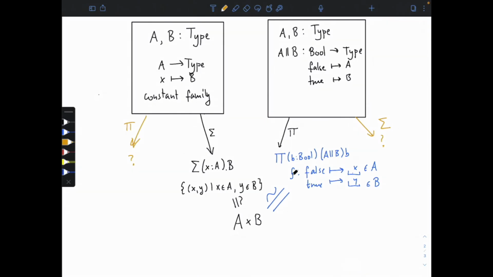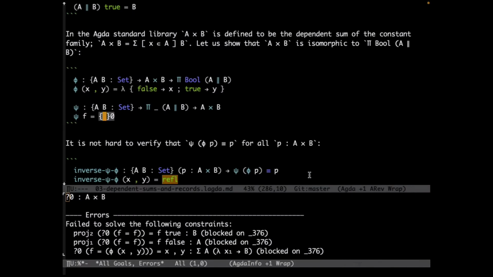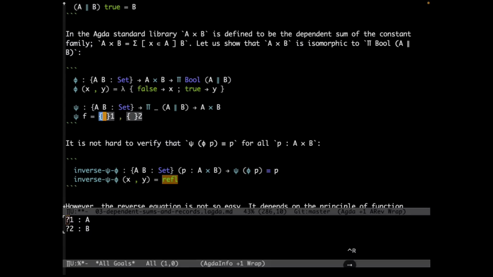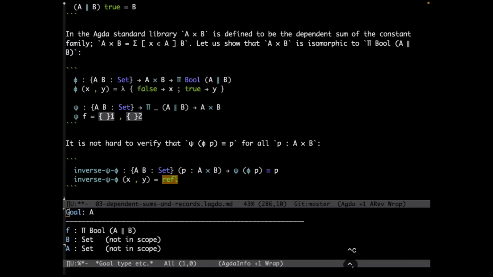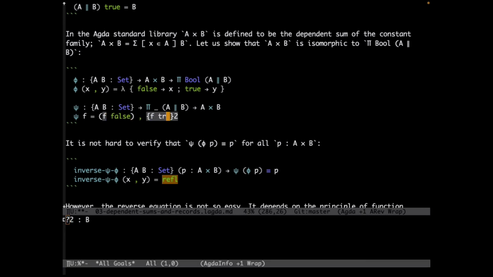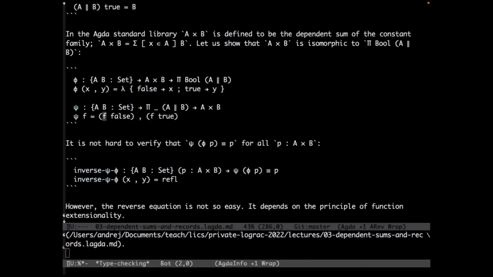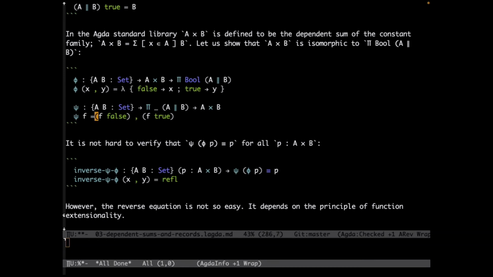Okay, how do we go the other way around? If I have the function f, how do I get an ordered pair? Well, the first component is f of false and the second one is f of true. So here I say Control C, Control R, which means use the constructor, and the constructor is pair. So I have to produce something in A, so I say, well, f of false, f of true. And I don't really need these parentheses. Agda put them in.